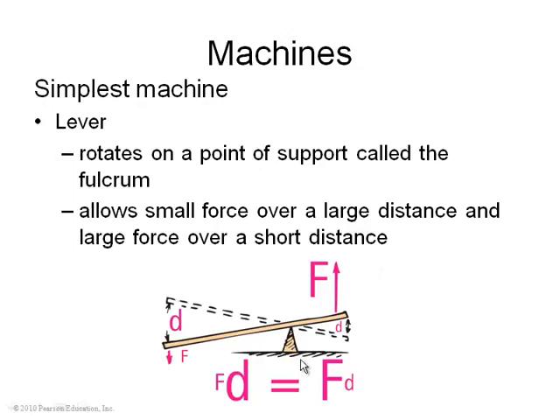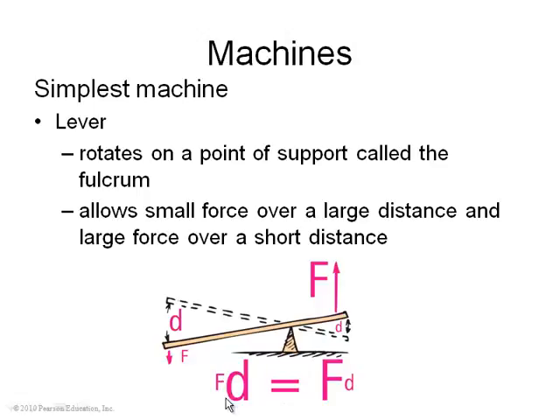So if you look here, this is an example. It's a very simple machine. It's a lever. With a lever, you have a point of support called a fulcrum. So right here we have a fulcrum, and the lever rotates on that fulcrum. It allows a small force here. You push down with a small force, but you do that over a large distance. Then your output force will be big over a short distance.